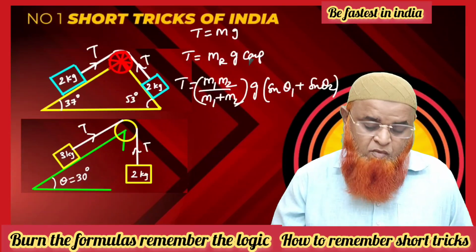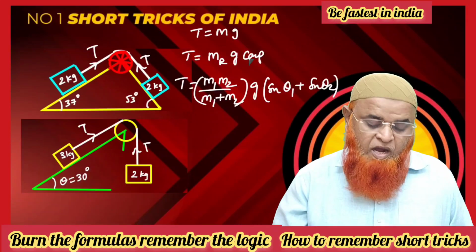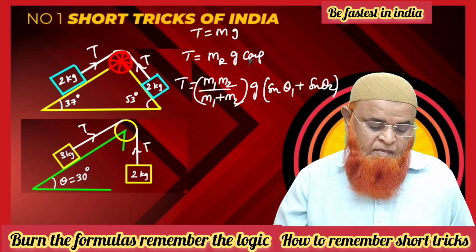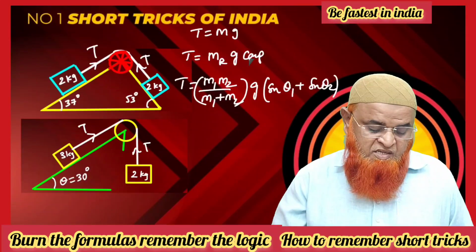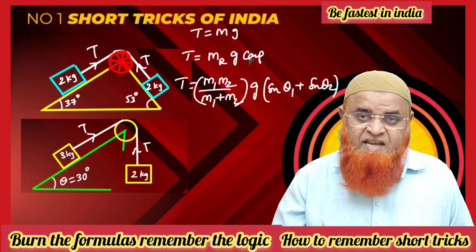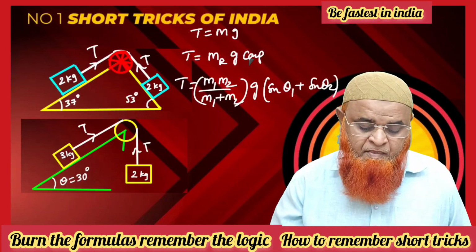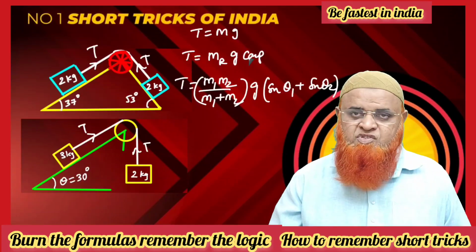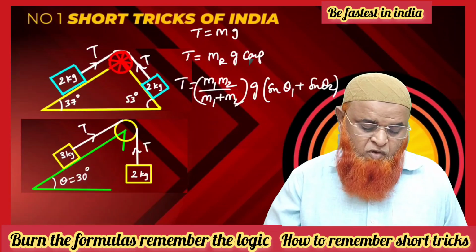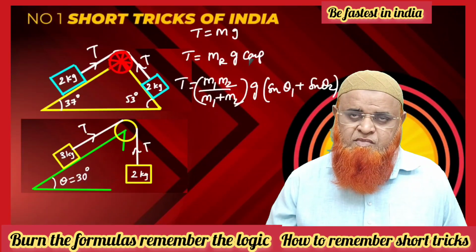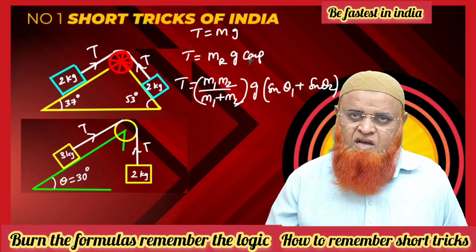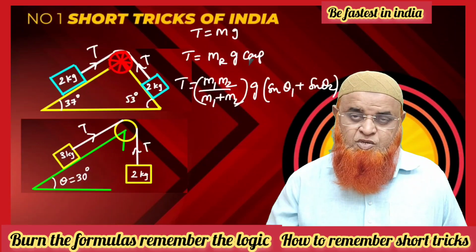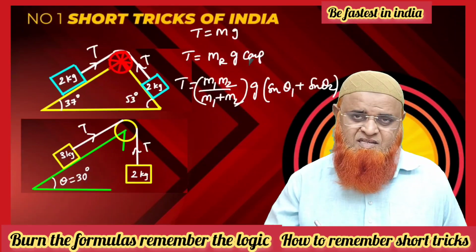Okay, so here what you have to do now, you have to make the product m1 m2 by m1 plus m2. g should be taken as t. Sin theta 1 means sin 37 plus sin 53. That's it, you have to do. If you apply the formula, you'll get the answer. I will paste the answer at the last. You can see the answer at the last.